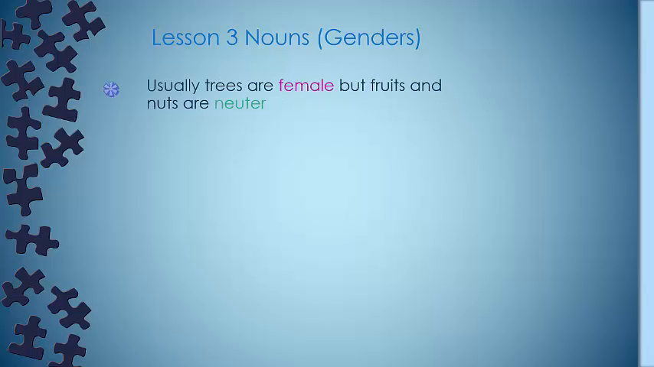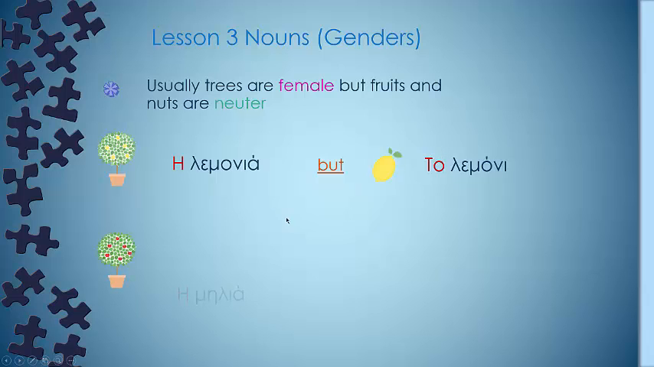Usually trees are female, but their fruits and nuts are neuter. That's why we say η λεμονιά, female, but we say το λεμόνι, the lemon is neuter, το. Same goes with η μηλιά, which is the apple tree. Η μηλιά is female, but the fruit, the apple, is το μήλο.